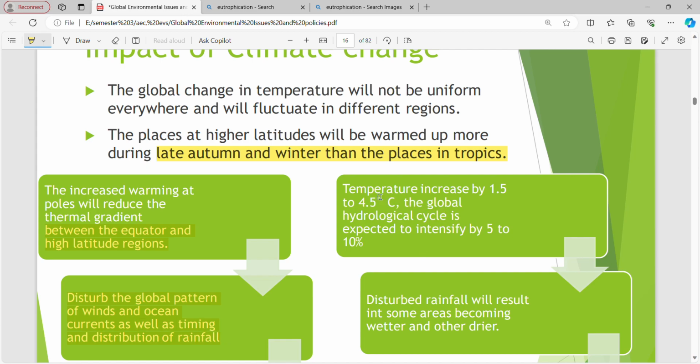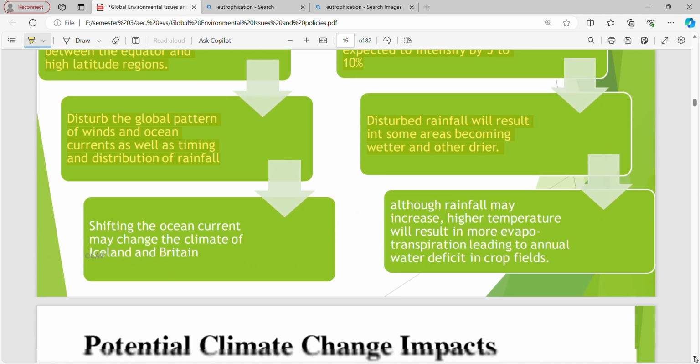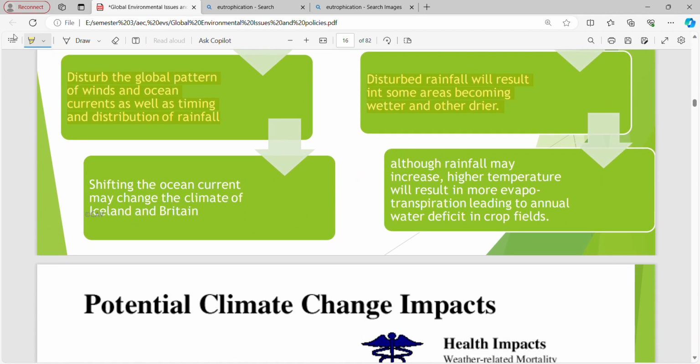Next, temperature increased by 1.5 to 4.5 degrees Celsius. The global hydrological cycle is expected to intensify by 5 to 10%. So the disturbed rainfall will result in some areas becoming wetter and some becoming drier. Again, the disturbance in the global pattern of winds and ocean currents will lead to shifting of the ocean current, leading to climate change in Ireland and Britain. And if the rainfall is disturbed, higher temperature will result in more evapotranspiration, leading to annual water deficit in crop fields.